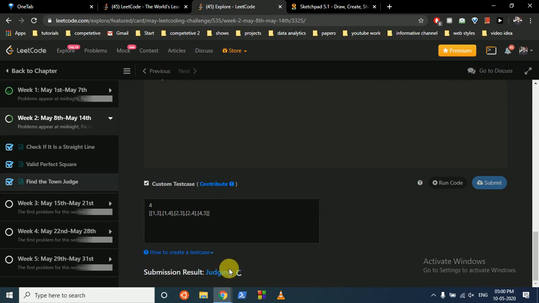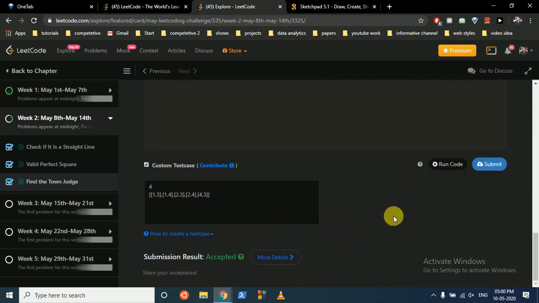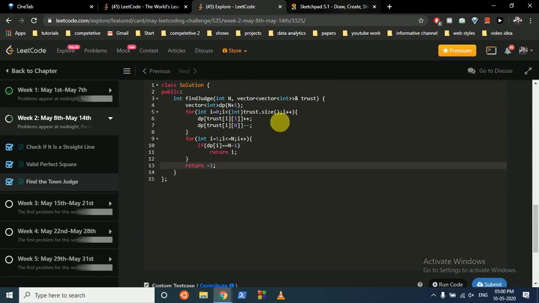And it is accepted. I hope you understand the logic of how I made this graph and how I counted the number of in-degree and out-degree.